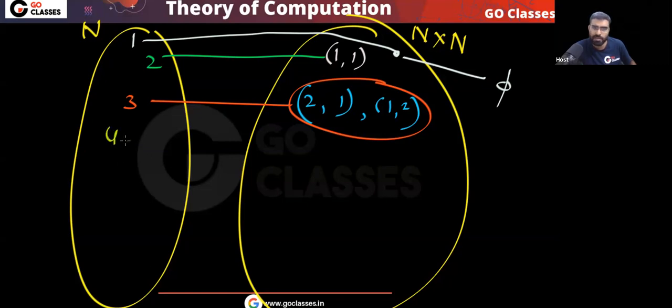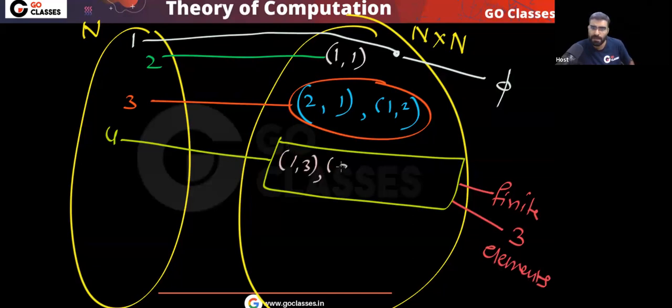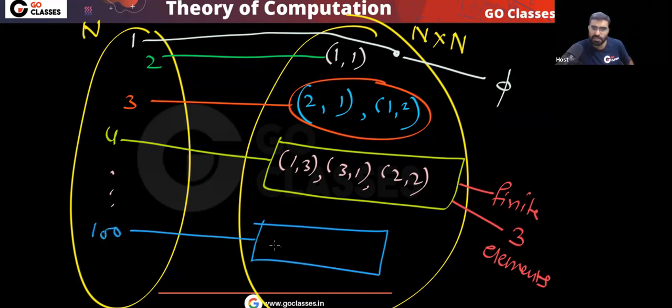To 4, how many elements will you assign? Very good. A finite number of elements. How many? 3 elements. Yes or no? You can check. To 4 you will assign, for example, 1, 3, 3, 1, and 2, 2. Okay, like this and so on. To 200, how many elements will you assign? Just tell me.